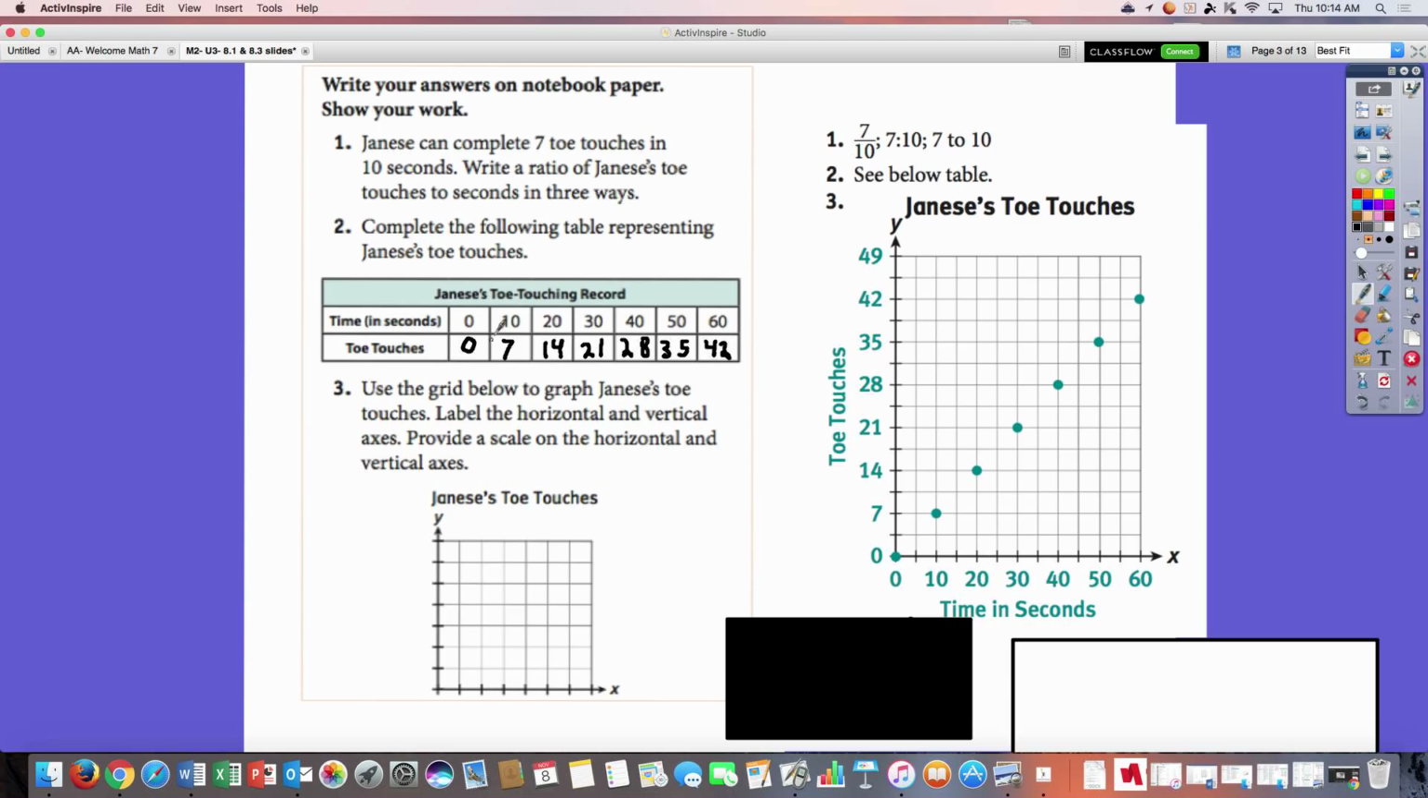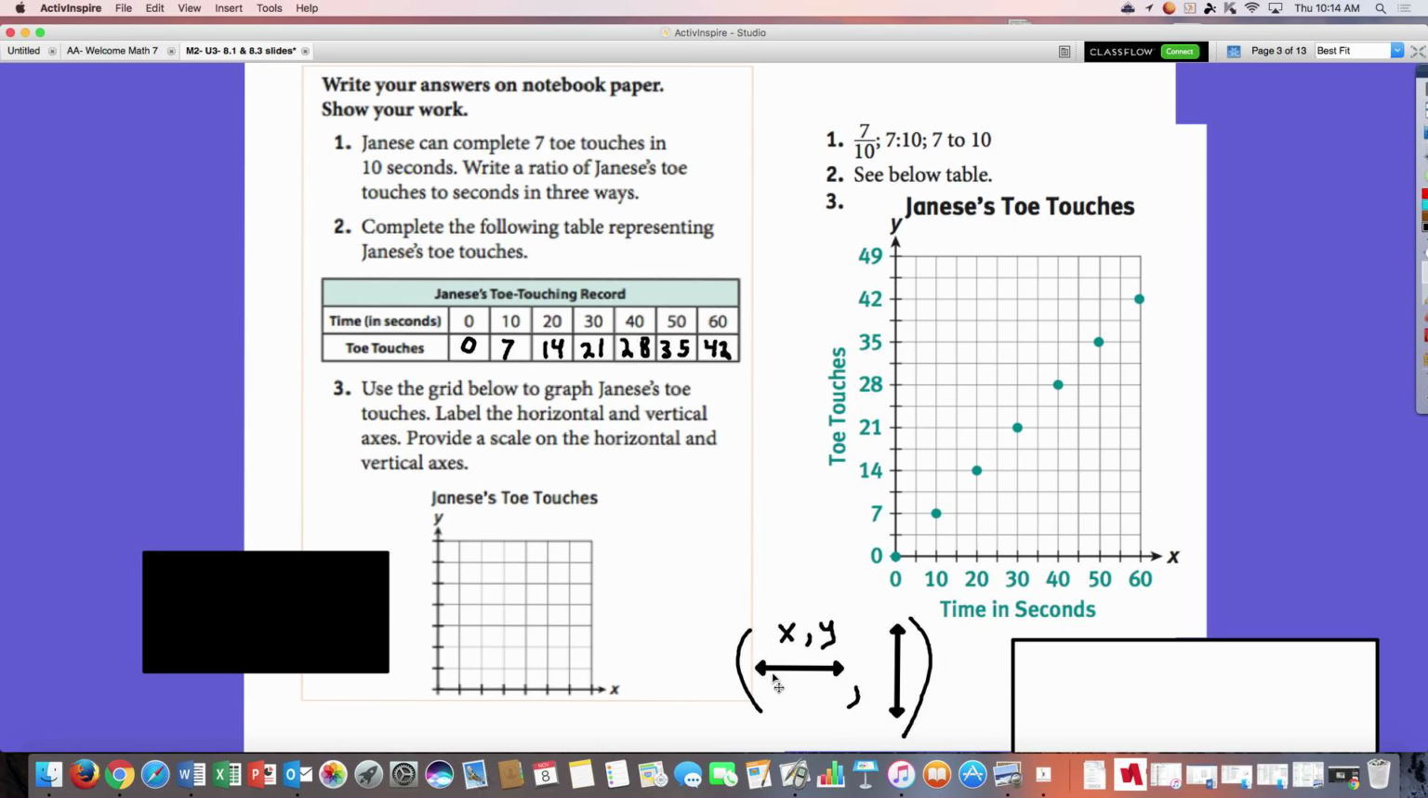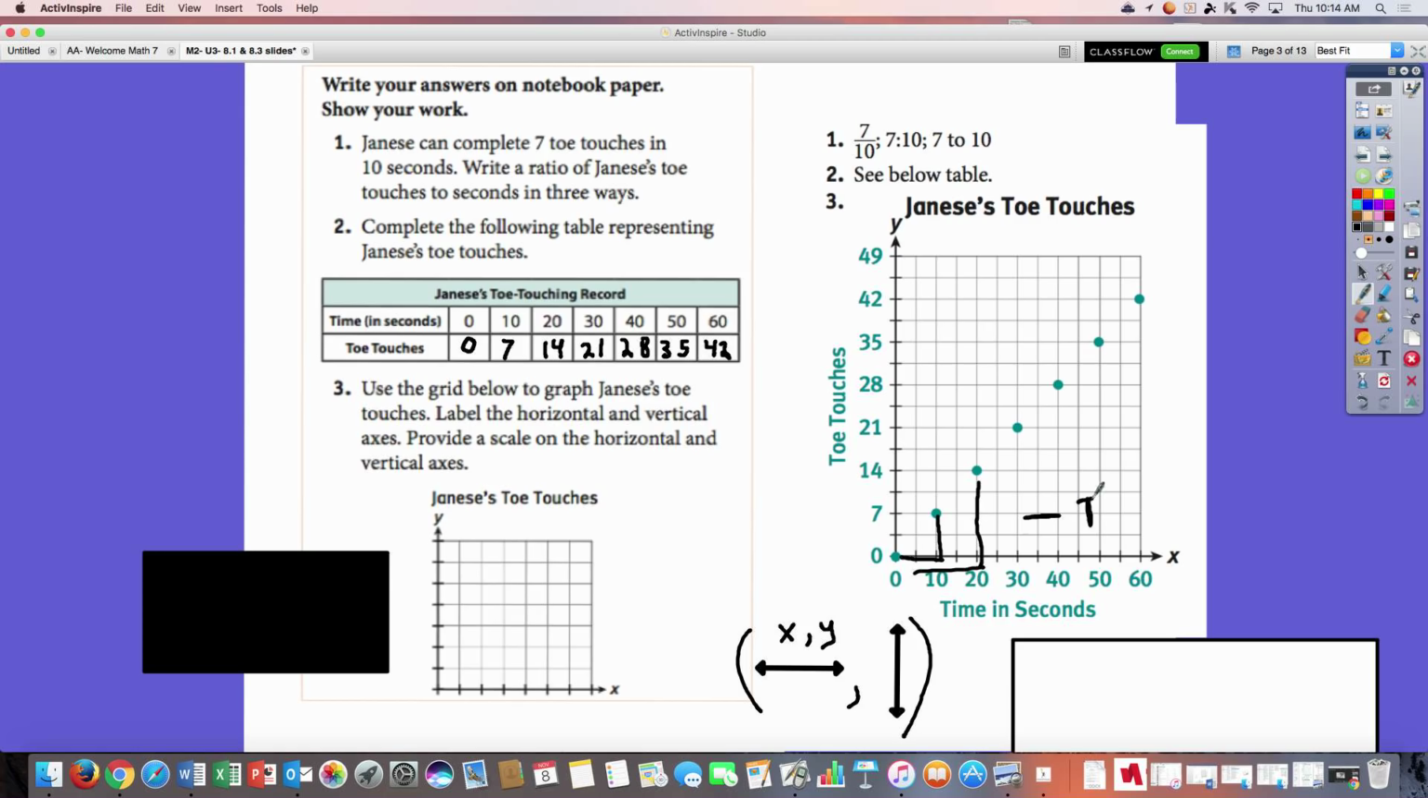And all I did was show the ratio or proportion. It's going up in a straight line. They ask you to plot those points. Remember, every good graph has a label. I'm going to put time in seconds on the bottom and toe touches up the side. And as a little refresher, you're safe if you go left to right first. So you go side to side first, then up and down. So 10, 7: you start here, go over to 10, and then up 7. And for this one, you start, go over to 20, go up 14. That's the way it's going to be for X, Y forever.